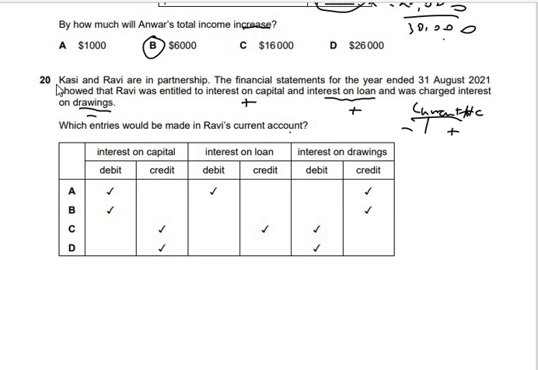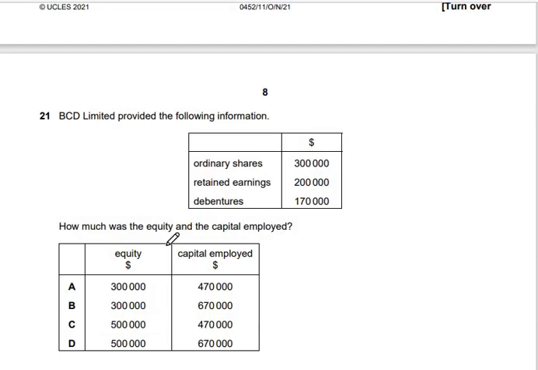So if you look at A, interest on drawing cannot be debited. So already this is out. So for B, again, interest on capital, you cannot debit it in the current account. So without even going far, B is wrong. But it will be credited, which is fine. Interest on loan also will be debited. Interest on drawings will be debited. So the answer is C. Okay. BCD.